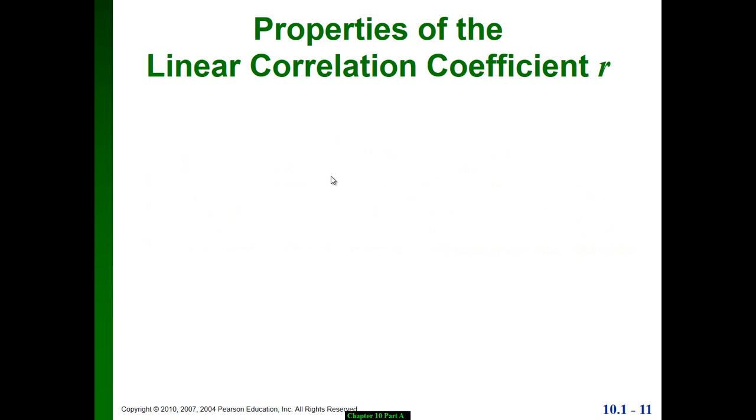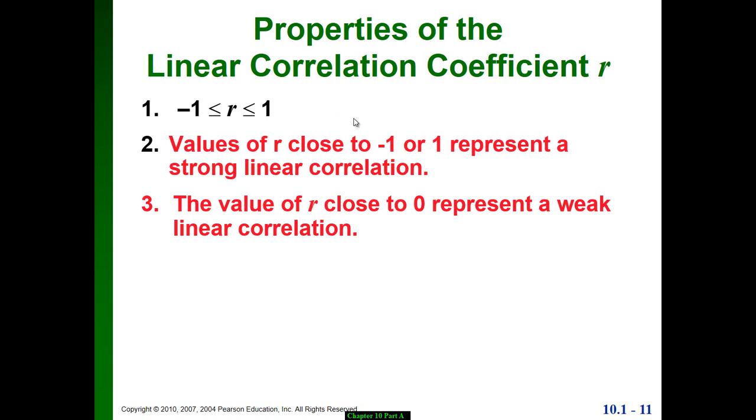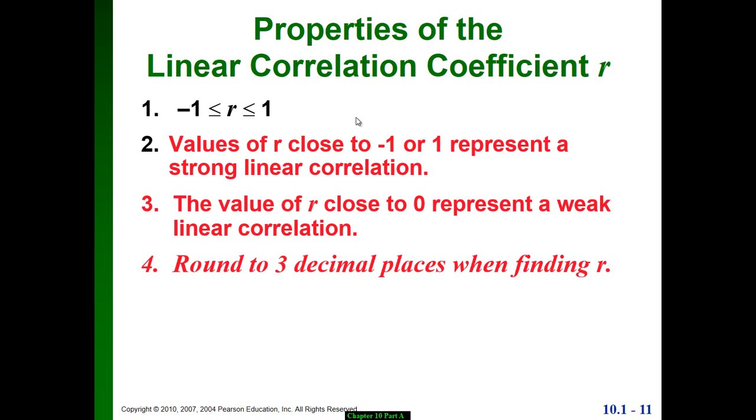Okay, so now you need to know these properties for the linear correlation coefficient. Know that r goes between -1 and 1. The closer you are to -1 or +1, the stronger your linear correlation is going to be, and the closer it is to 0, the weaker that correlation is going to be. We're also going to round those correlation coefficients to 3 decimal places. That's what we have for the properties of the linear correlation coefficient. Know them, they will be on a test, they will be on the final exam.